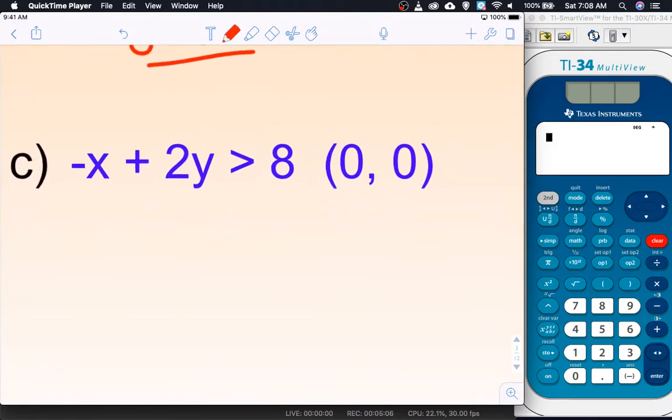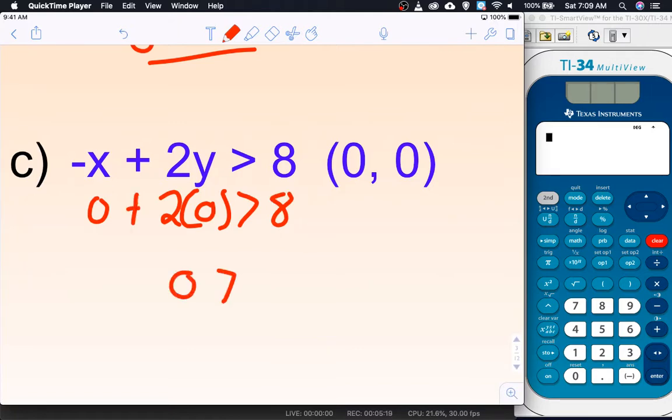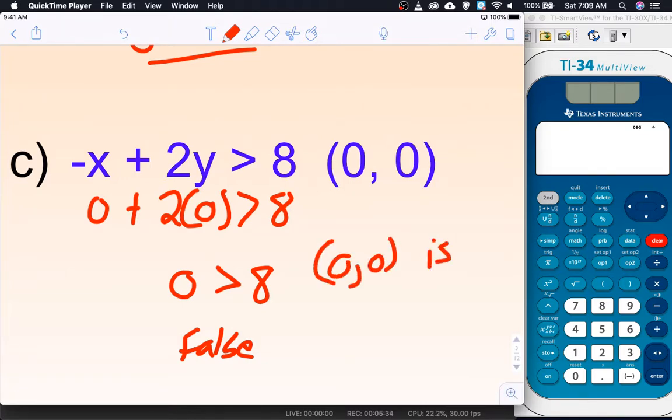Okay. So you plugged in 0 for x and 0 for y. That gave you 0 is greater than 8. That greater than kind of looks like a 7. There, that's better. Which is false. 0 is not bigger than 8. So 0, 0 is not a solution.